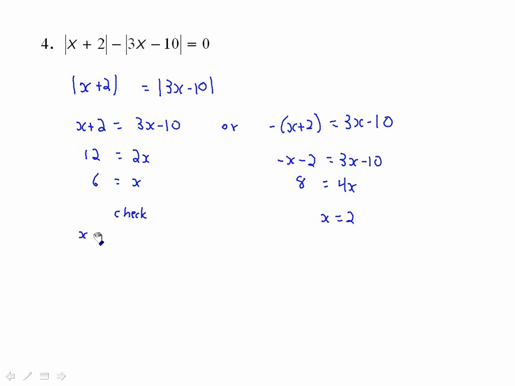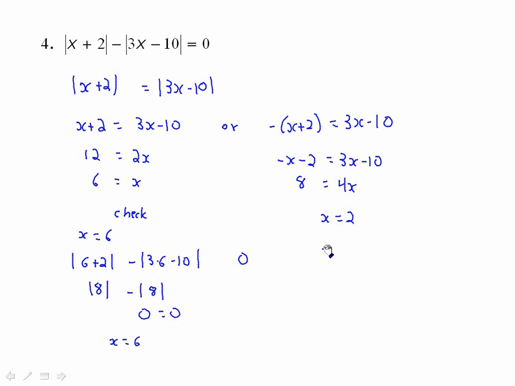So x equals 6. Absolute value of 6 plus 2 minus 3 times 6 minus 10. This whole thing is supposed to be equal to 0. So it becomes absolute value of 8 minus 18 minus 10 is 8. And this will be equal to 0. So this one works. So x is definitely going to be equal to 6.